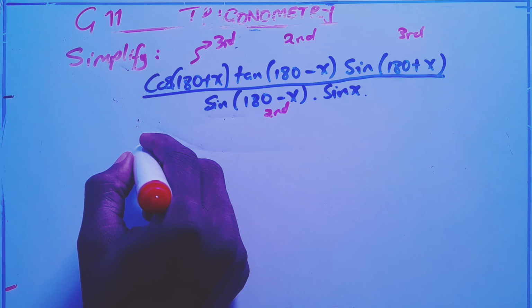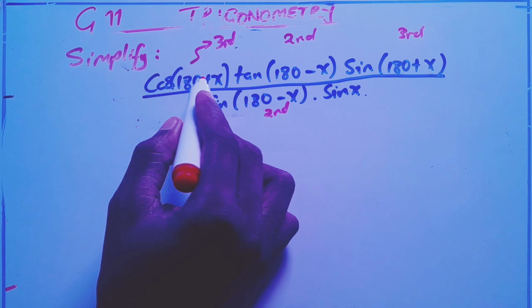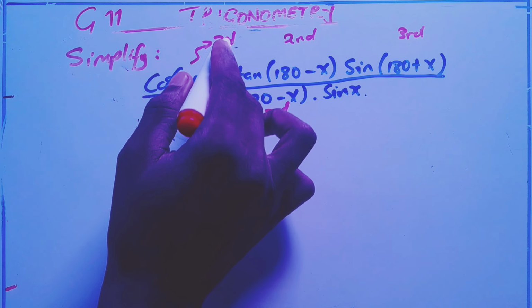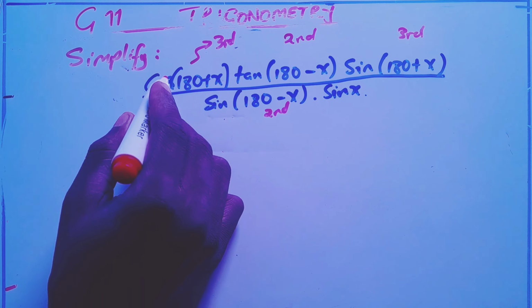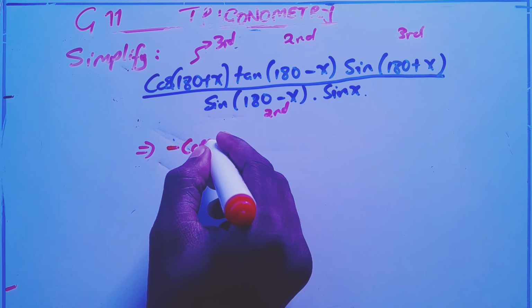So now let's deal with this. In the third quadrant, you know that cos is negative, because only tan is positive in the third quadrant. So this is going to give us a negative ratio of cos x.